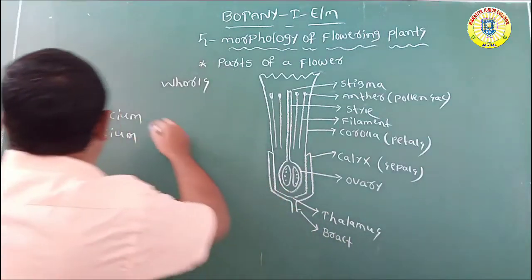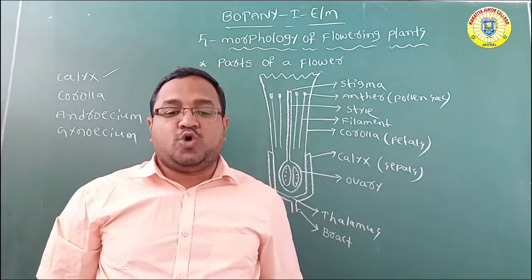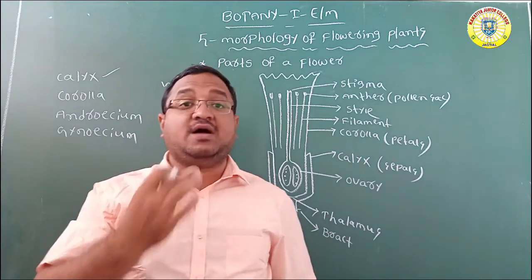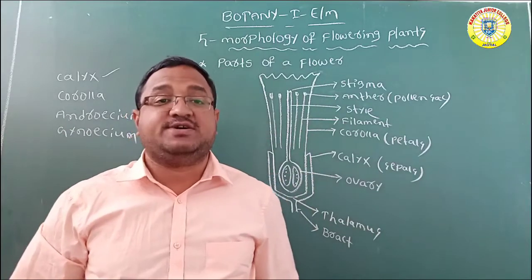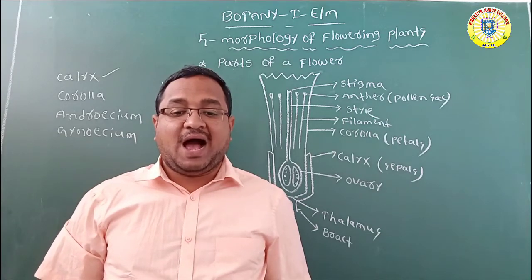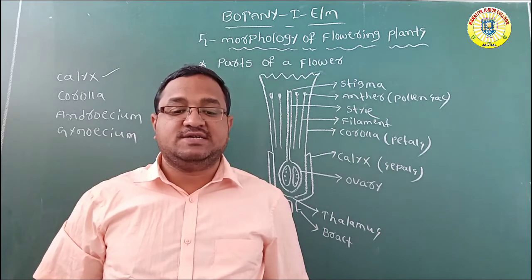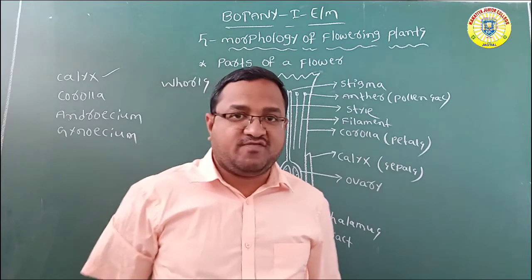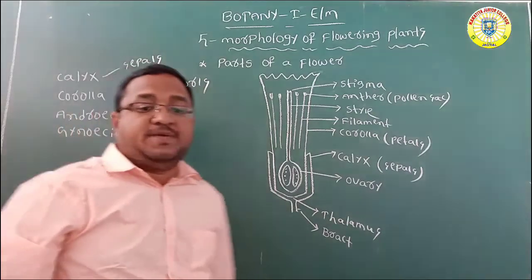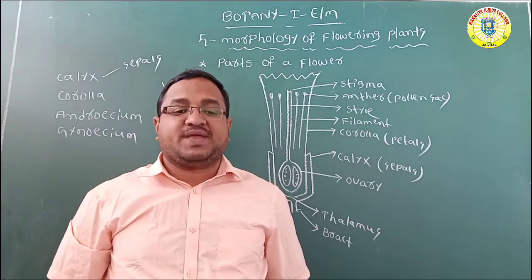So the first one, what is the calyx? Calyx is the outermost whorl of the flower. This is the outermost circle. Calyx is present in the outer circle, and its members are called sepals. This calyx is composed of sepals.